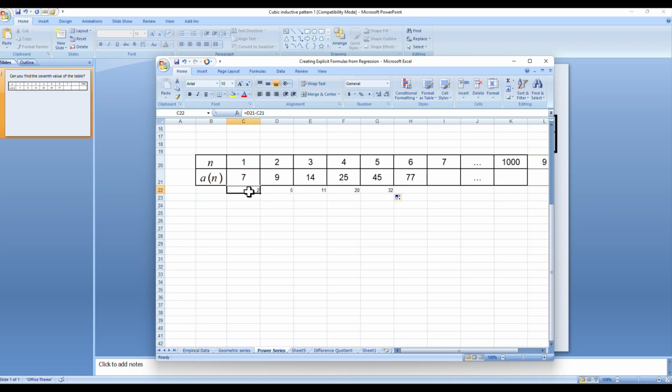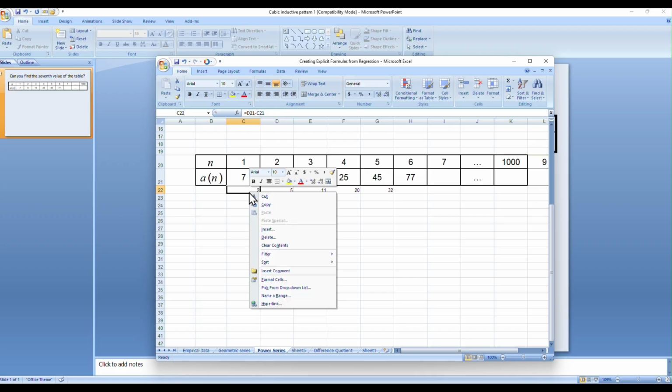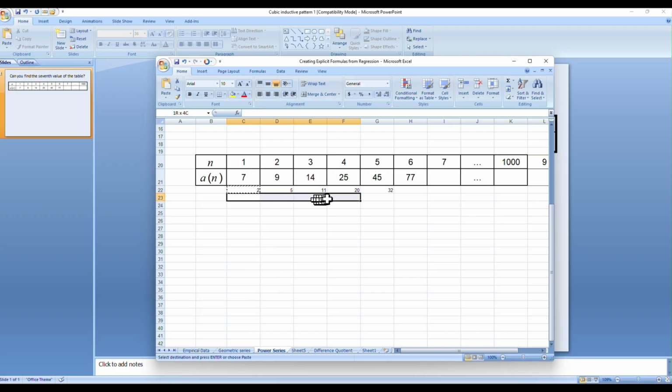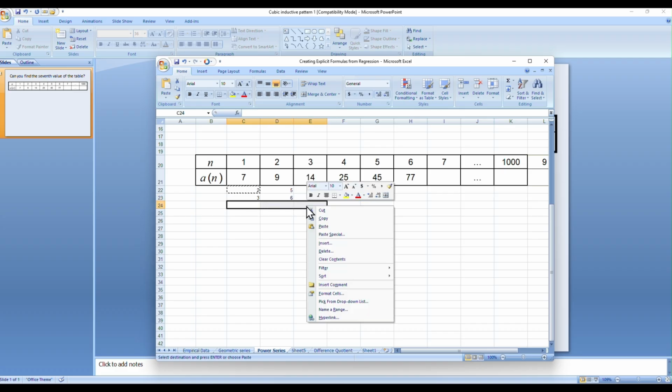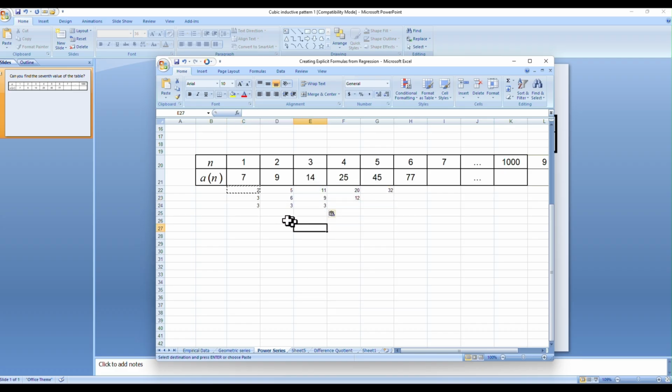Now I'm going to select this cell. I already wrote the formula. I'm going to copy, and I'm going to come down to the next level and paste it. And now you can see the differences of that level. And finally, I'm going to come to the next level and paste the same formula. And here we see that the difference in the third level is 3. This means that this function is a cubic function. And the differential 3 is the same for the third level.